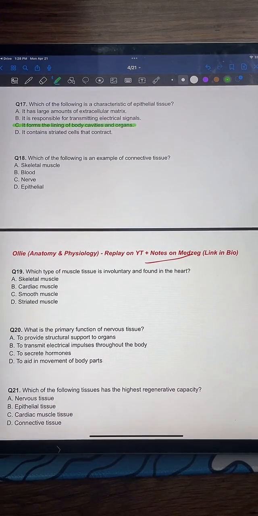Number 18. Which of the following is an example of connective tissue?